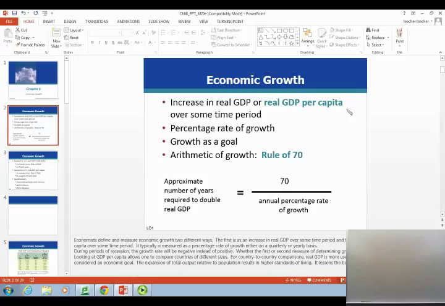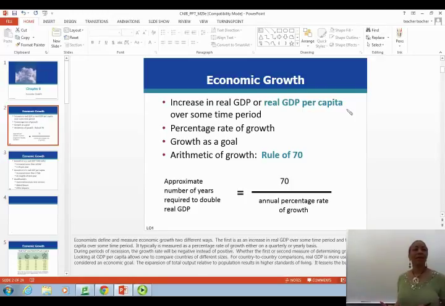Why do I need to know this rule of 70? Why do I need to know how long it's going to take me to double my GDP? Why is that a part of this calculation? Why do you think that's a part of this economic growth review? Pause. Why do you think this is important?